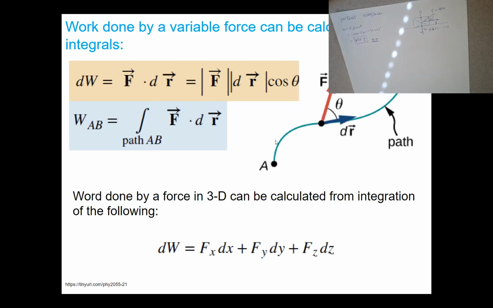If you are going from point A to point B, then you are integrating through that path for the total work that is done on the object from point A to point B. So this is what you are going to do if you have varying force, either a change in the direction or a change in magnitude.